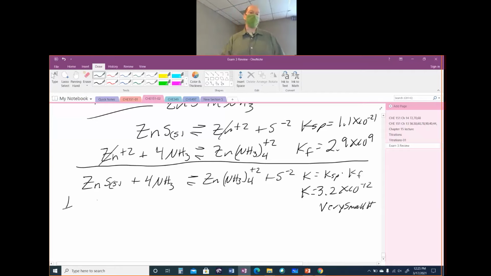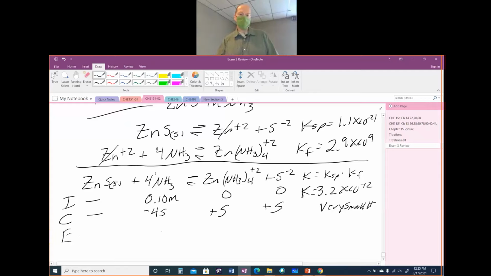So when you have your initial concentrations, that's a solid, and that's in 0.1 molar NH3. So this is 0.1 molar. We didn't start with any of that or any of that. We know you can't have zeros at equilibrium. So we know that it's going to go to the right. So minus 4S. S and S, we're looking for a solubility, so I'm going to call it S. And so at equilibrium, you have your 0.10 minus 4S, you have your S, and you have your S.